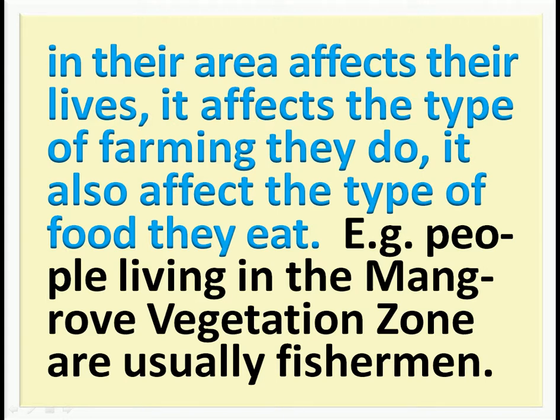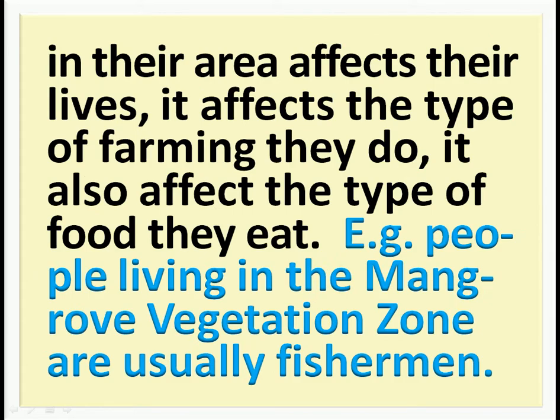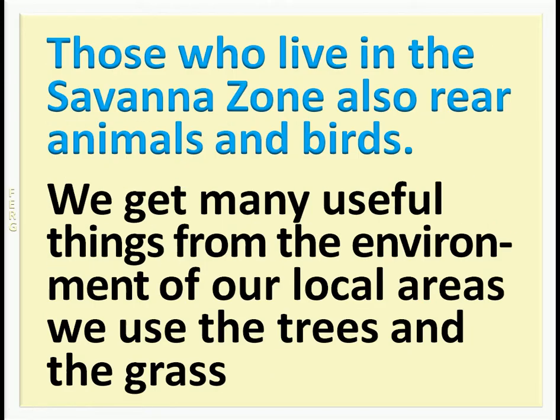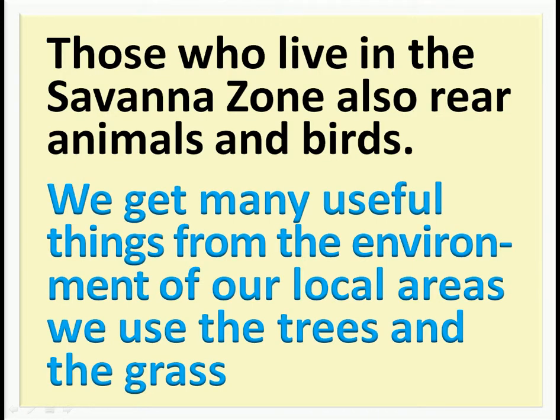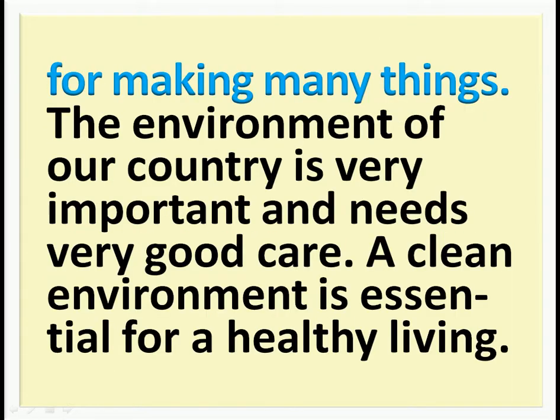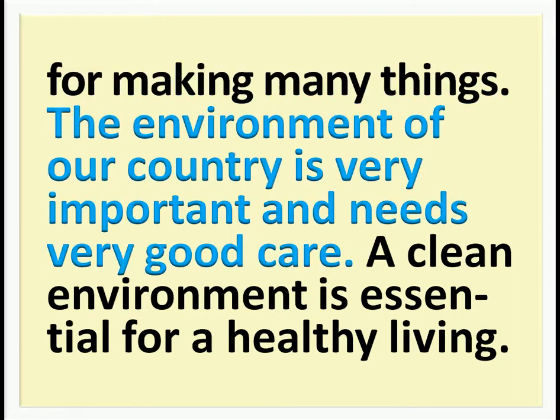It affects the type of farming they do, it also affects the type of food they eat. For example, people living in the mangrove vegetation zone are usually fishermen. Those who live in the savanna zone also rear animals and birds. We get many useful things from the environment of our local areas. We use the trees and the grass for making many things.